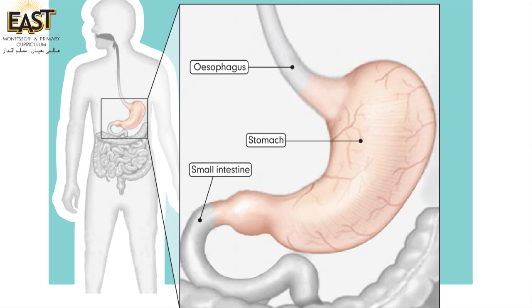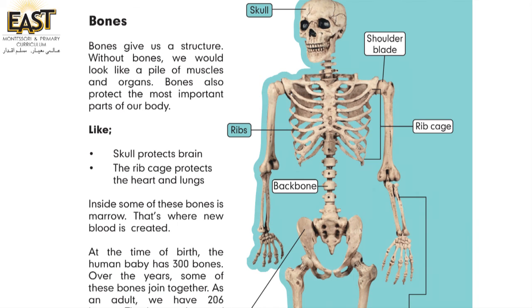Your teacher will be asking you about the stomach. Then you will read about bones and different types of bones: shoulder bone, shoulder blade, rib cage, backbone, something very important, ribs, hip bone, upper limb, lower limb. So these are your bones. You will read about bones.